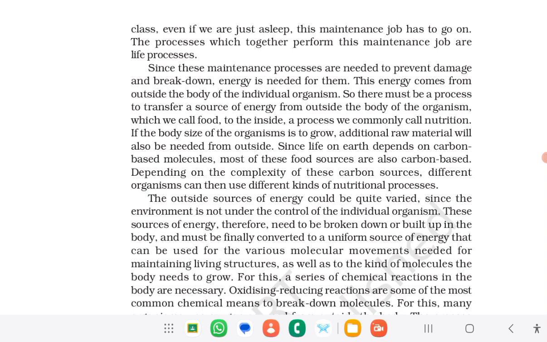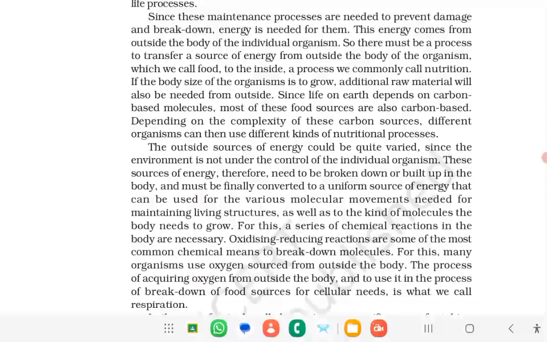If the body size of the organism is to grow, additional raw material will also be needed from outside, since life on Earth depends on carbon based molecules. Most of these food sources are also carbon based. Depending on the complexity of these carbon sources, different organisms can then use different kinds of nutritional processes. The outside source of energy could be quite varied since the environment is not under the control of the individual organism.